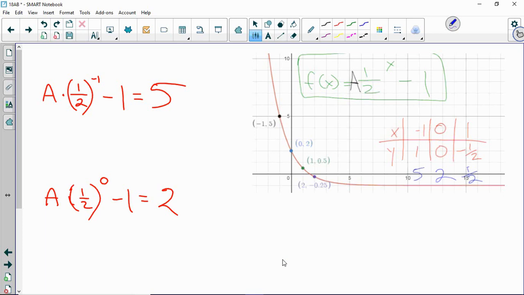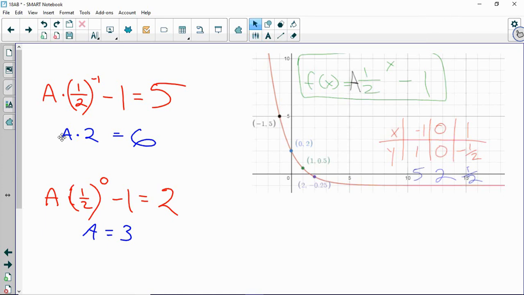So I have two examples set up here. In the first one, if we add the 1 over to the other side, then we have a times, well, let's just say it's times 2, since that's 1/2 to the -1, and that's equal to 6. And then from there, I see that a is clearly equal to 3. And down below, if I add the 1 over, 1/2 to the power of 0 is just 1, so I get, again, a equals 3 right away. So our equation in this case was 3 times 1/2 to the x minus 1.